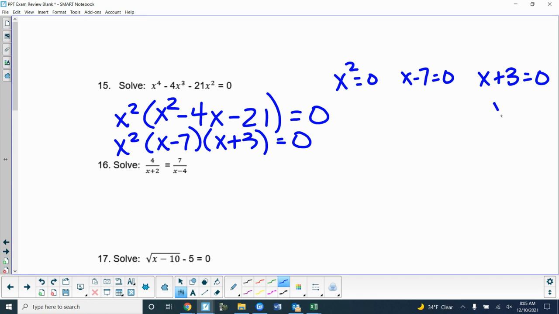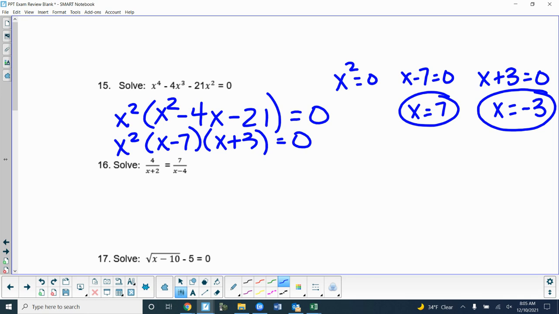Well, you guys all know this one's what? Negative 3. And this one is 7. Now what's that? 0. Yeah, that's just 0. If I take the square root of both sides, the square root of 0 is 0. So 0 is one of our answers for that.